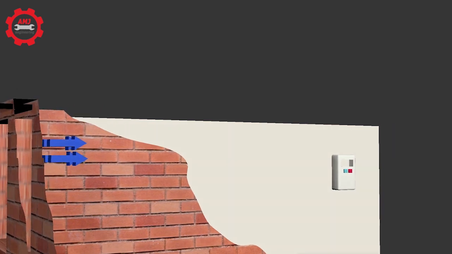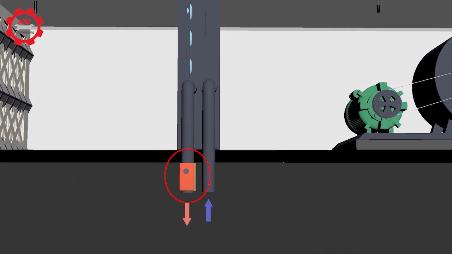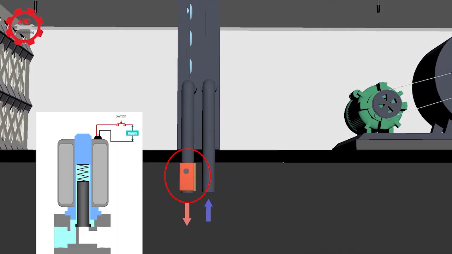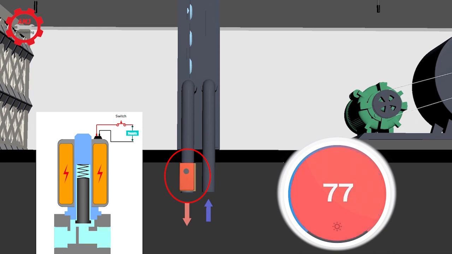The thermostat also regulates the chilled water flow using this control valve, which opens to increase the chilled water flow when the space temperature goes above the desired temperature, and closes to decrease or stop the chilled water flow when the space temperature reaches the desired temperature.